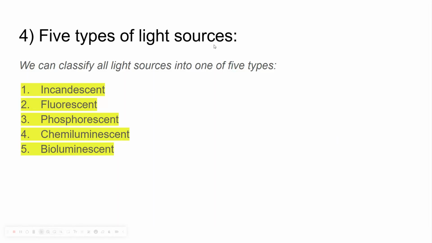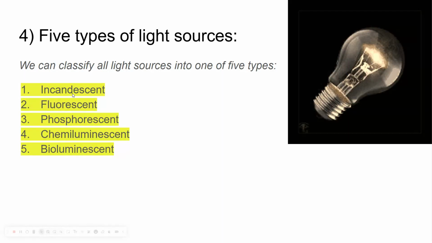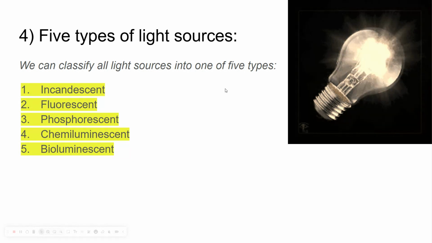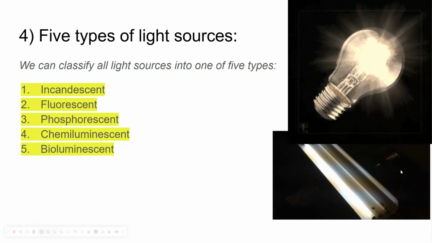There are 5 different types of light sources that we can classify every single light source into. So any kind of light source you can think of right now will fall under one of these 5 types. So there's incandescent, and that's an example of it. We're going to go into greater detail, don't worry. There's fluorescent.